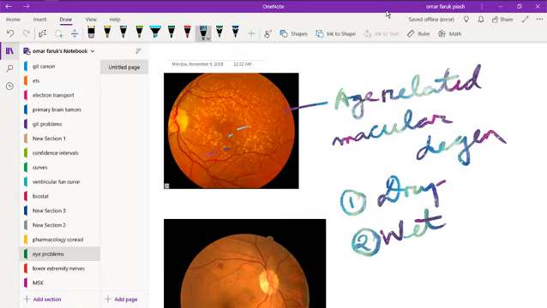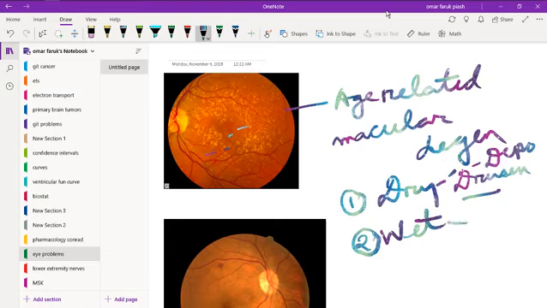Wet is exudative and dry is non-exudative. Dry is 80 to 85%, on the other hand wet is 10 to 15%. In wet there is rapid loss of vision due to bleeding secondary to choroidal neovascularization. What you have to remember, the key point, is that dry is drusen bodies: deposition of yellowish extracellular material called drusen bodies.